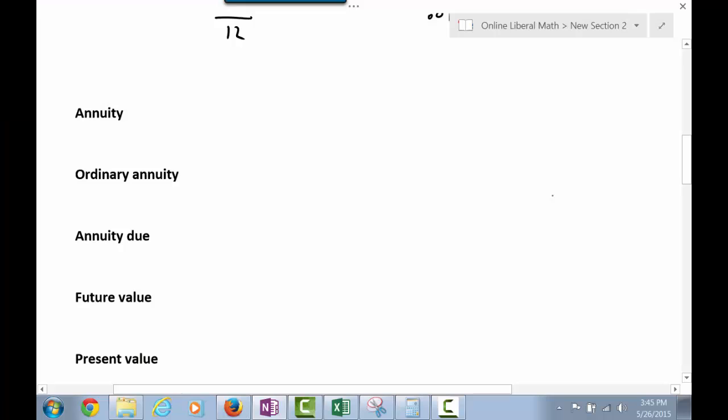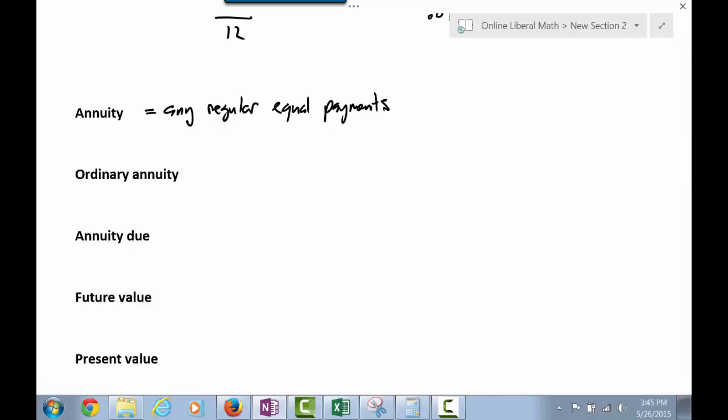An annuity is any series of regular equal payments. So in the previous example, we were putting in $100 a month. That $100 we refer to as the annuity. An ordinary annuity is a savings plan in which payments are made at the end of each month.